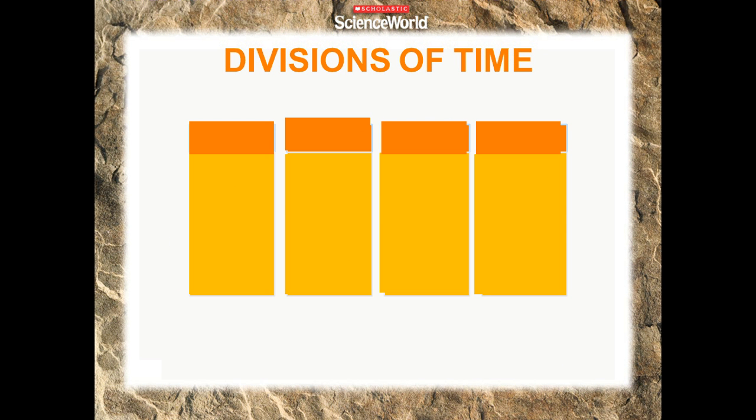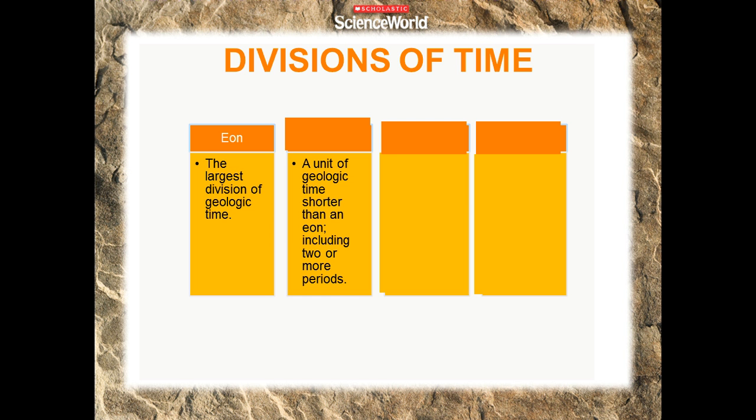Now that we are able to determine ages of rock layers, we're going to move through and talk about the divisions of time, because the fossils have helped us categorize our time span, or our geologic time scale, and put it in divisions of time. So the largest division of geologic time is an eon, and we call these eons. These are the largest divisions. Then you have a unit of geologic time, which is shorter than an eon, but it includes 2 or more periods, and we call these eras.